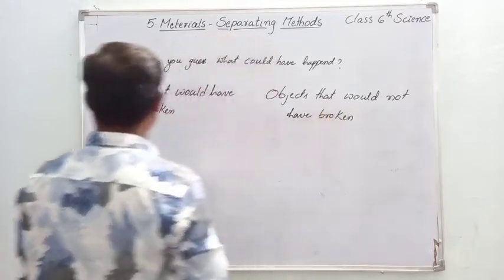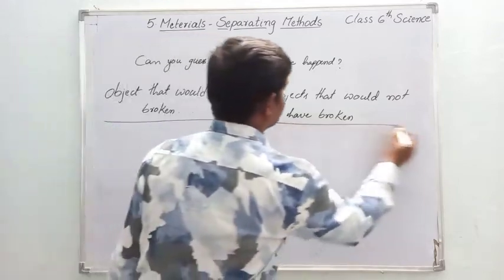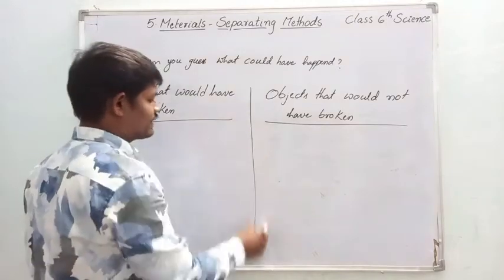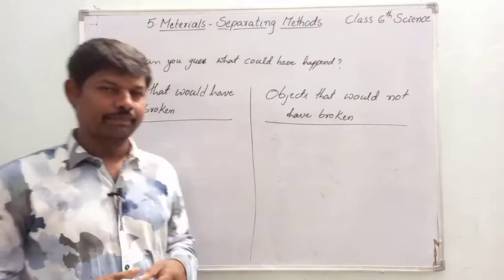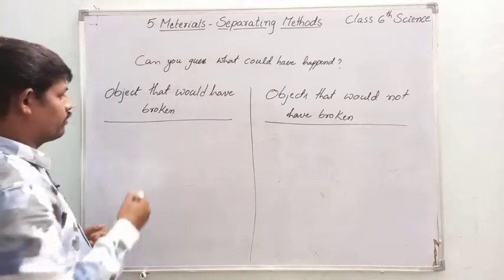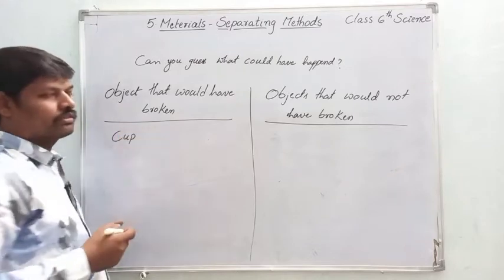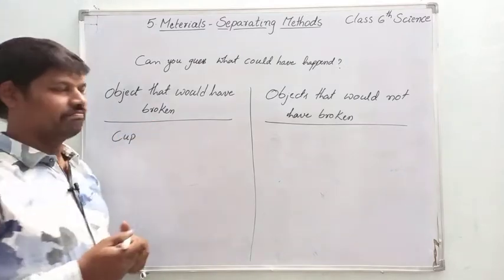Okay, objects that would have broken and objects that would not have broken. So let us guess. It is a wild guess, just guess only. For example, we know that tea cups are there. A teacup would have broken.